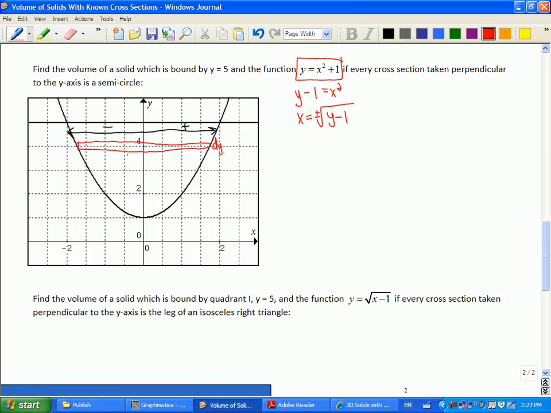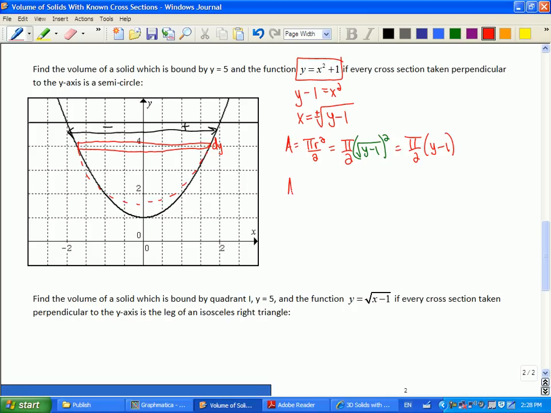So now what I need to think about is if it's a semicircle, the area for a semicircle will be pi r squared over 2. So I just have to connect my picture to the radius. So if I look at it, this radius here, it's the green line. That's my radius. And that's exactly root y minus 1, squared. So that gives me a nice area formula to work with. Pi over 2, y minus 1.